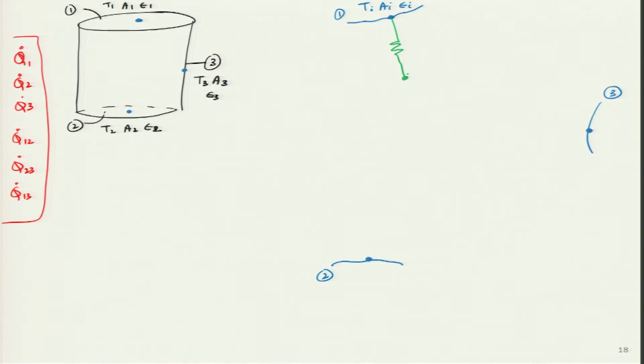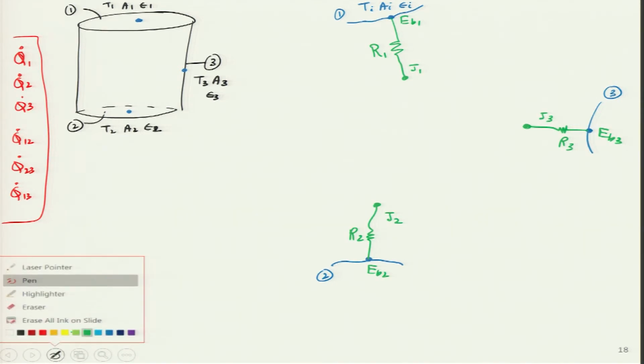This will be the first surface resistance R1, surface resistance R2, surface resistance R3. Then I go back to surface 1. What is it across? It is across EB1 J1. This is across EB2 J2, EB3 J3. How will they be connected together?